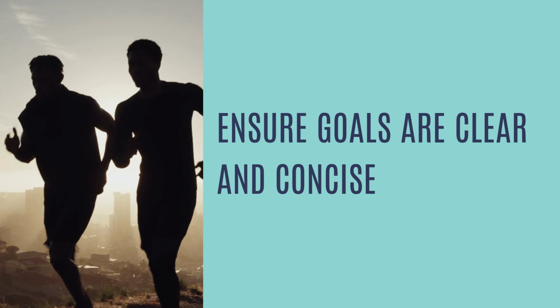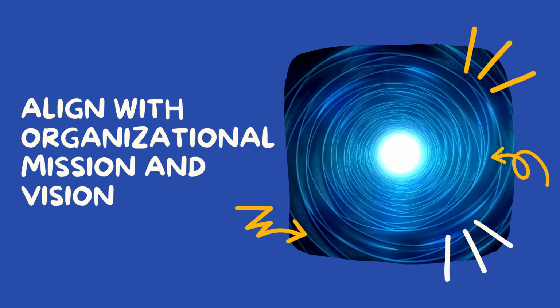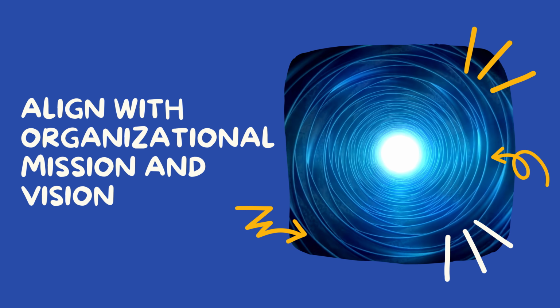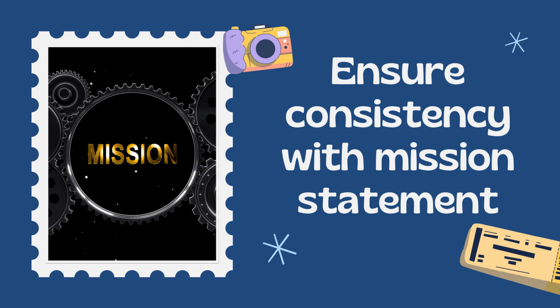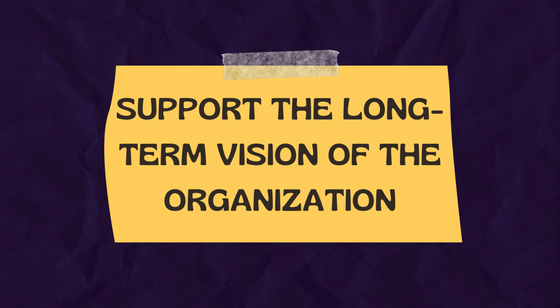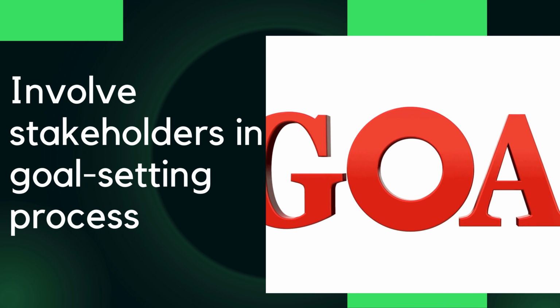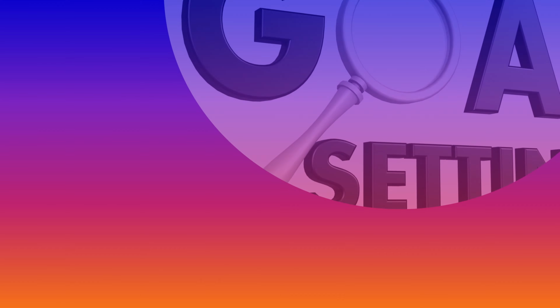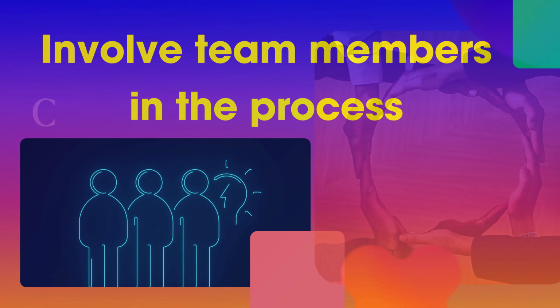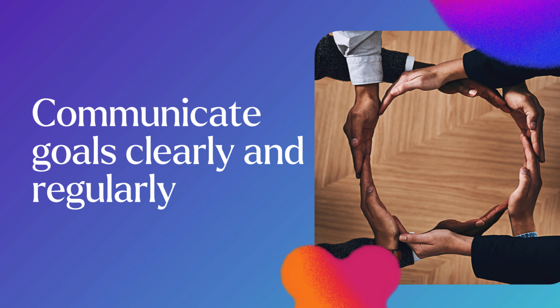Defining clear and measurable goals can be achieved using the SMART criteria: specific, measurable, achievable, relevant, and time-bound. Ensure that goals are clear and concise, and align with the organization's mission and vision. Ensure consistency with the mission statement and support the long-term vision.